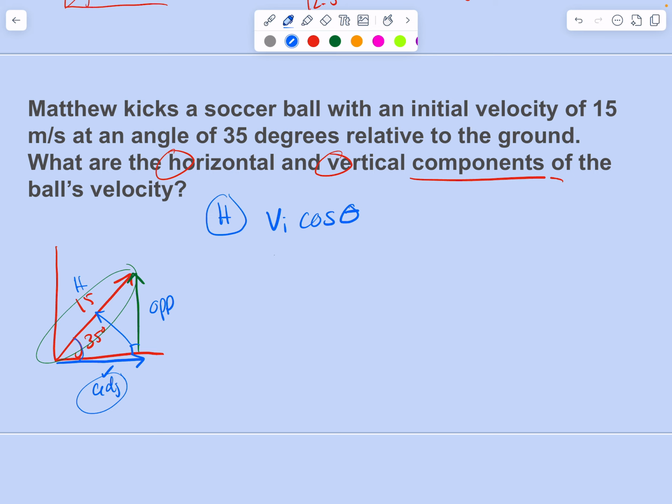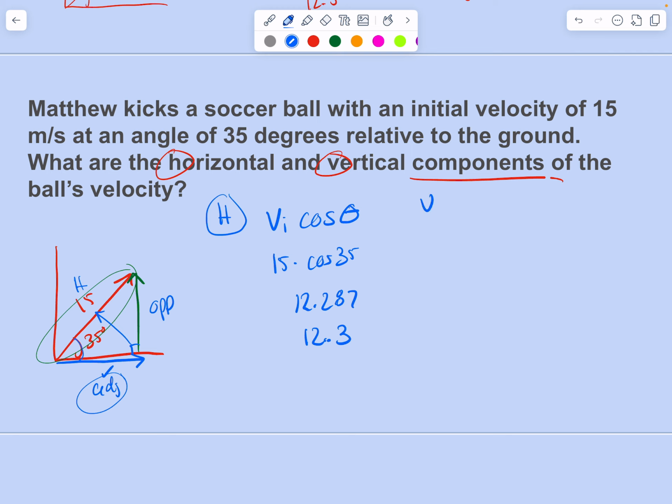So our Vi in this case is 15. Our cosine is cosine 35. So we do 15 times cosine 35, and we end up with 12.287. And if I go to the nearest tenth, that would be 12.3 for the nearest tenth there.